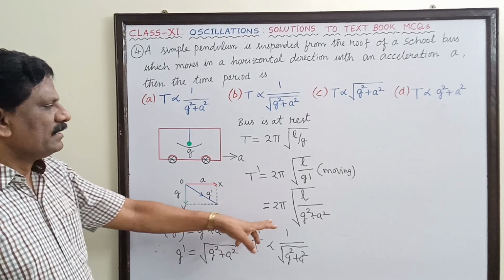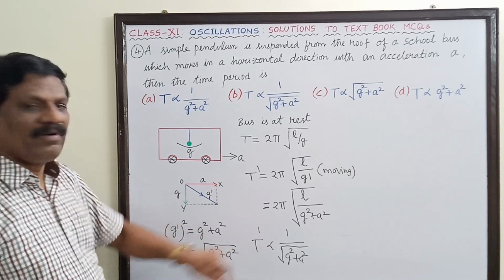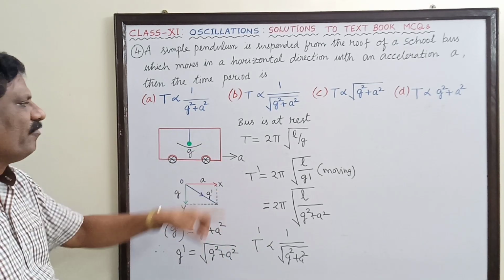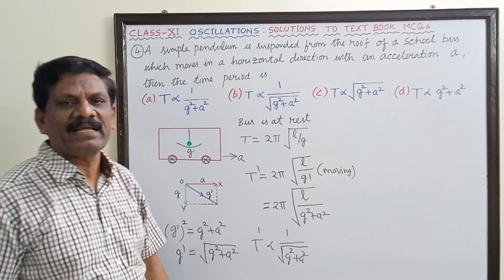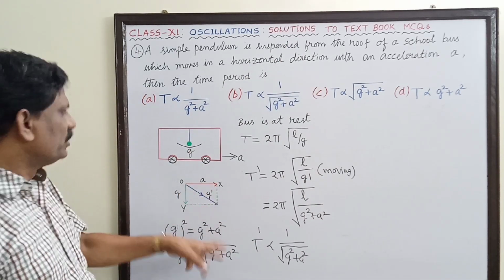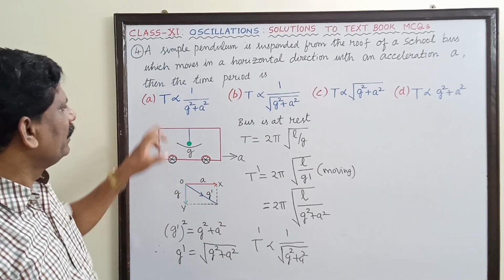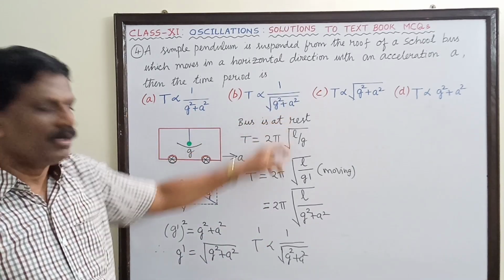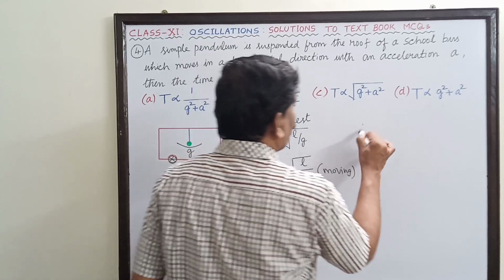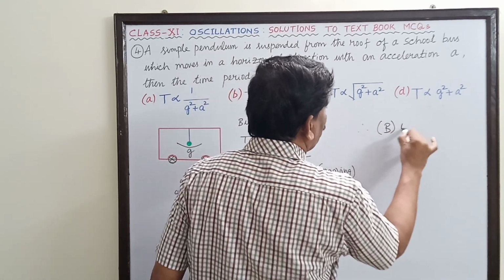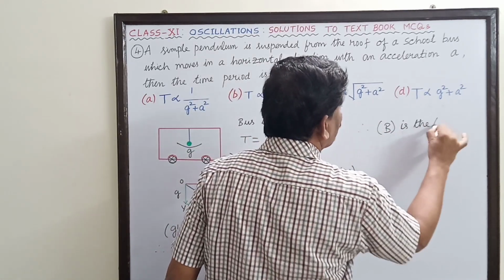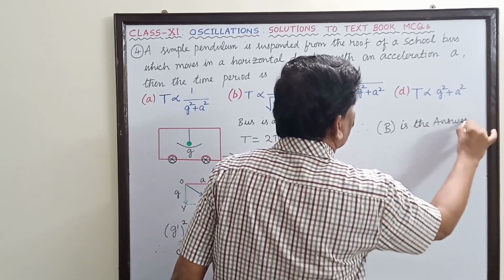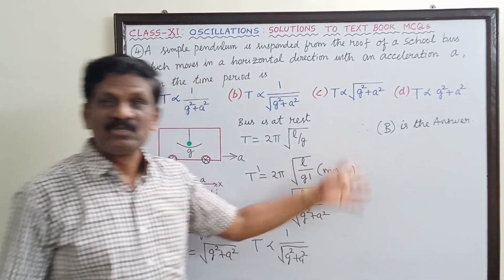So this is the expression for the period of oscillation when the bus is moving forward along the horizontal direction with an acceleration a. Which is the option, let us see now. T is proportional to the square root of g squared plus a squared. So option B is the right answer. Therefore option B is the correct answer. I hope you must have understood well. Fine.